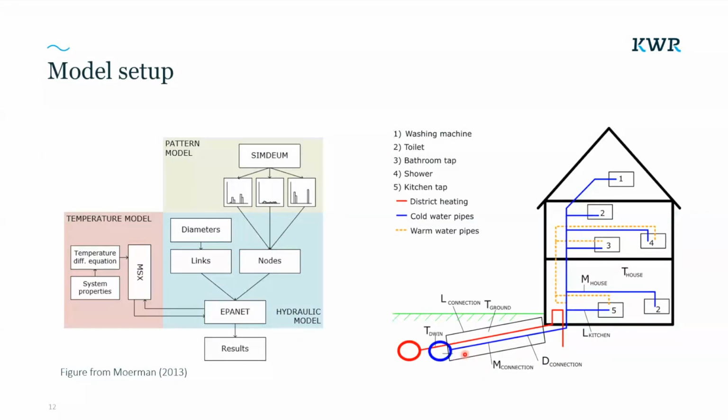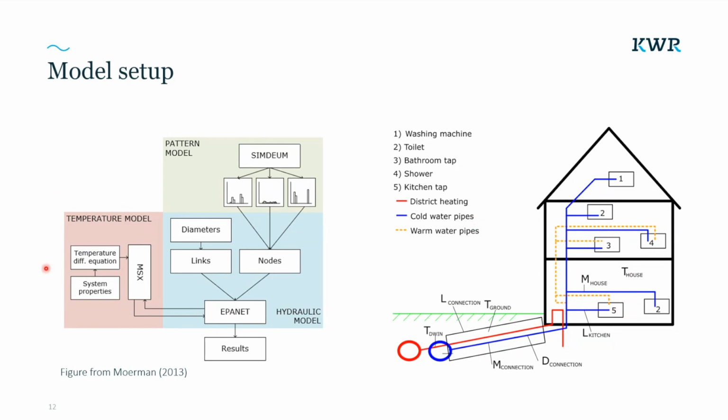Here on the right, in blue we show the drinking water connection line, and in red is the district heating connection line, which are in close proximity of each other. The district heating connection line has a constant temperature, which will heat up the soil around it and also the soil around the drinking water connection line. Within the house, the system looks very simple. We have a kitchen tap, a toilet, a shower, a bathroom tap, another toilet, and a washing machine. The yellow lines show the warm water pipes.